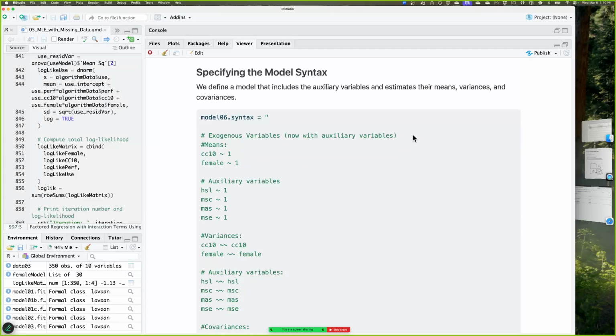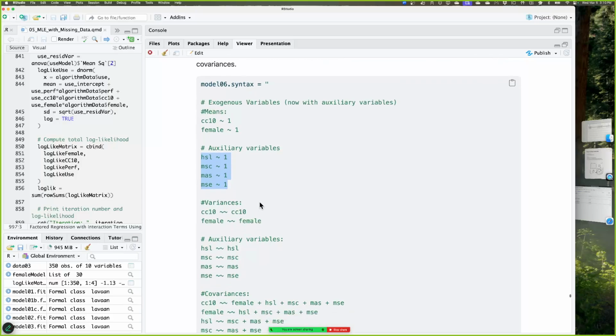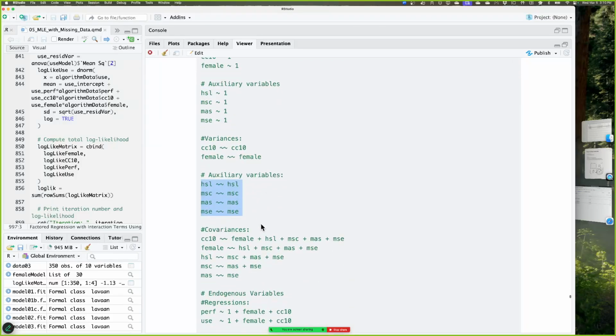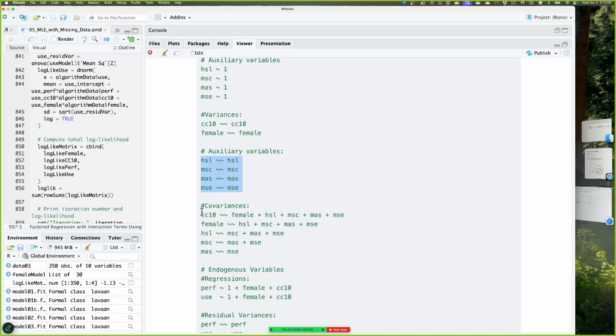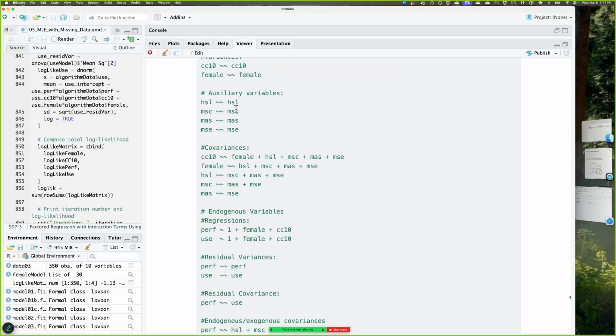So let's add those in. The auxiliary variables now are exogenous. We have their means and we have their variances. And now the covariances of auxiliary variables with the other exogenous, male and CC, or female and CC10, and I shortcutted those covariances, right? This is all the covariances of the exogenous variables and the auxiliary variables. And in this case, auxiliary variables are also exogenous, okay?